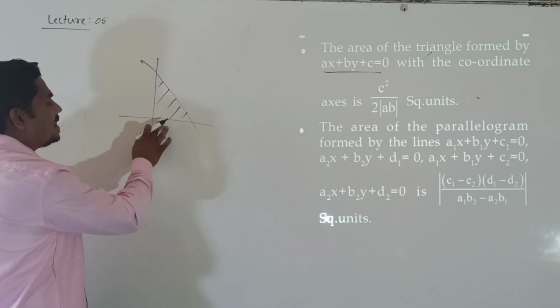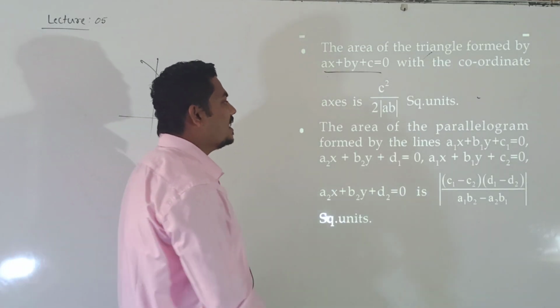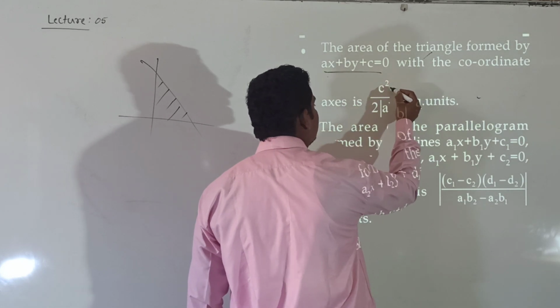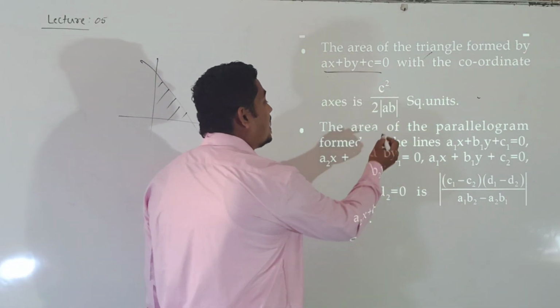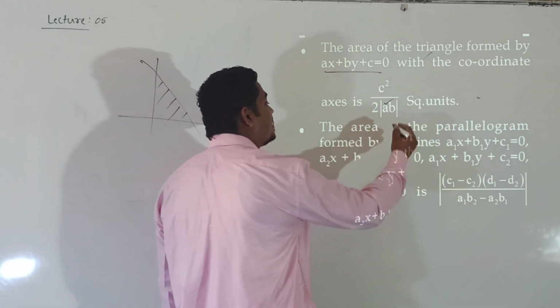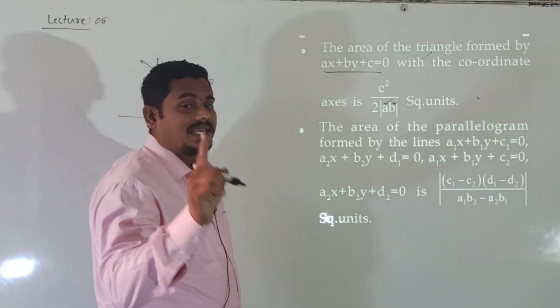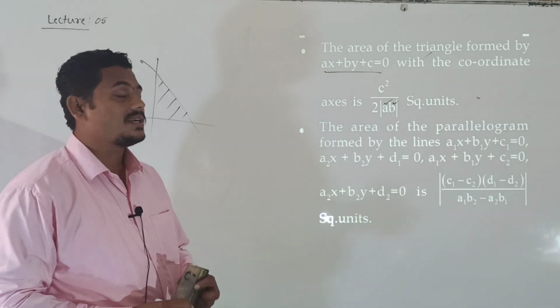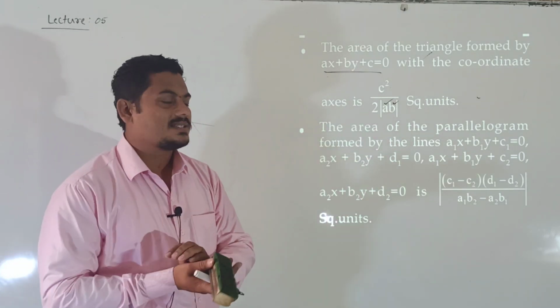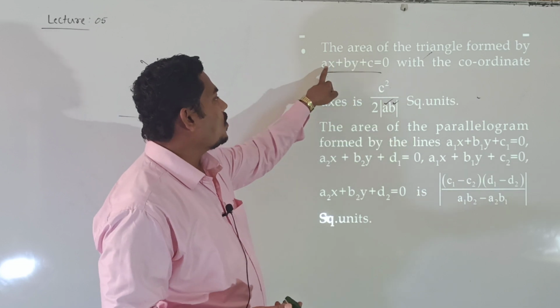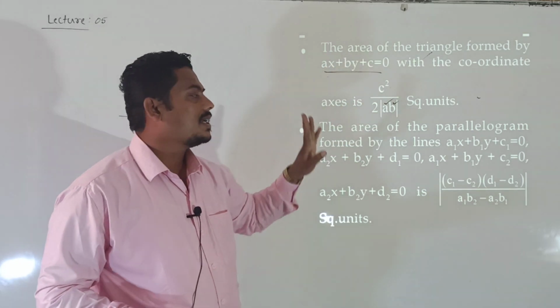Suppose the line equation is given in general form, then its area is c square divided by 2 times modulus of AB. Here a is the coefficient of x and b is the coefficient of y. Here a is not the x intercept and b is not the y intercept. Here a and b are the coefficients of x and y.